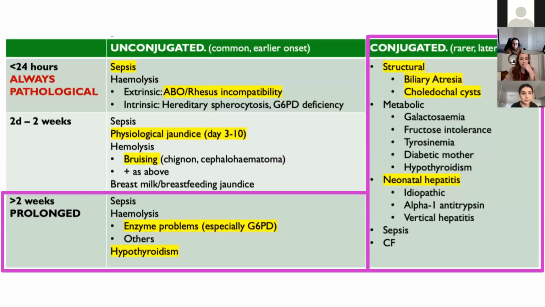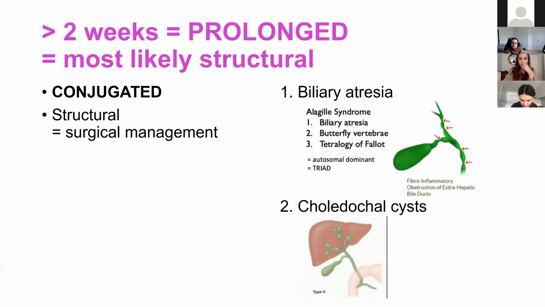Then we have prolonged jaundice, which is anything that lasts longer than 2 weeks. And classically, this is a structural issue. So a structural issue affecting the biliary tree most commonly. And so we get a presentation of increased conjugated bilirubin, as opposed to the other ones that generally cause an increased unconjugated bilirubin. So because it's structural, it's usually a surgical problem.